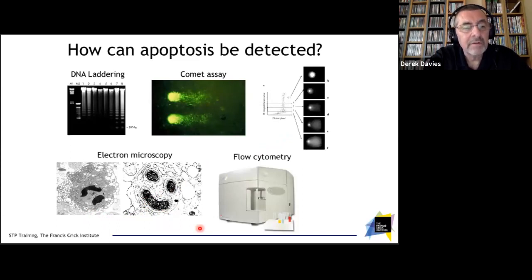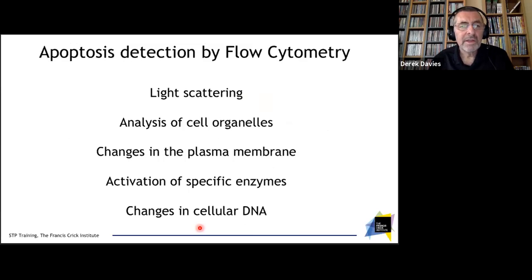Now, it would be very dull if I went through all of those, but I'm going to give you a flavour of some of those. So they're based really around these five things: the way cells scatter light, the analysis of organelles, particularly the mitochondria, changes in the surface of the cell in the plasma membrane, activation of those enzymes, those caspases that we saw in the cartoon a few slides ago, and changes in the DNA content of the cells.